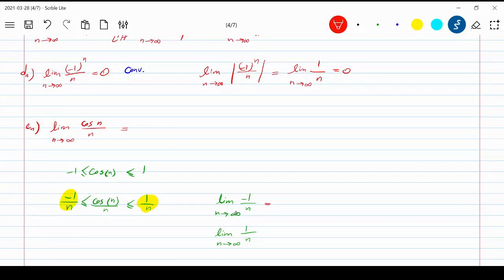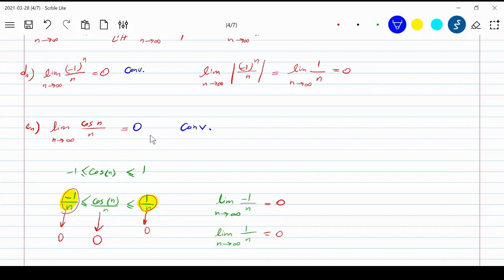What is the limit of negative 1 over n as n approaches infinity? This would be negative 1 divided by infinity, simply 0. The limit of 1 over n is exactly the same thing. So what does it tell me? It tells me that these two sequences are approaching 0 as n approaches infinity. So by the squeeze theorem, this has no choice but to approach 0. So I can say the limit of cosine n divided by n is simply 0, and this is a convergent sequence.